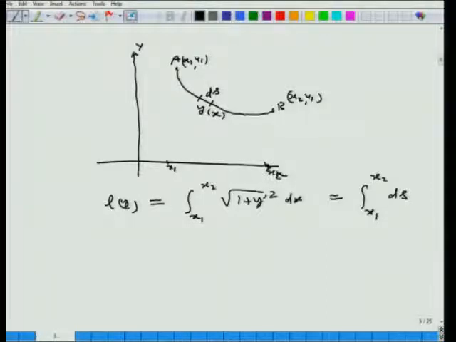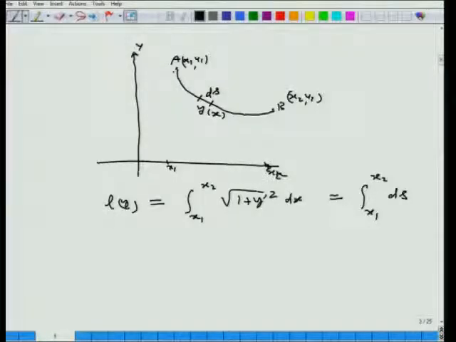So, this integral from x1 to x2 of square root of 1 plus y prime squared dx is nothing but the integral of ds, the element length, from x1 to x2. So, this gives the length of the curve y. This is a function of y. If we change y, then its length will change.